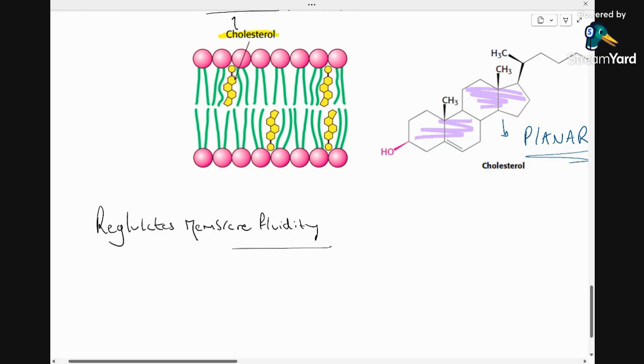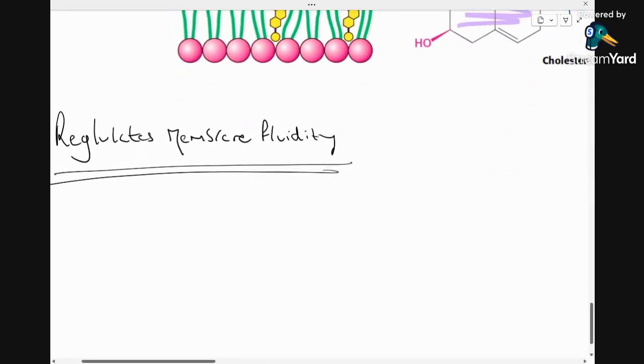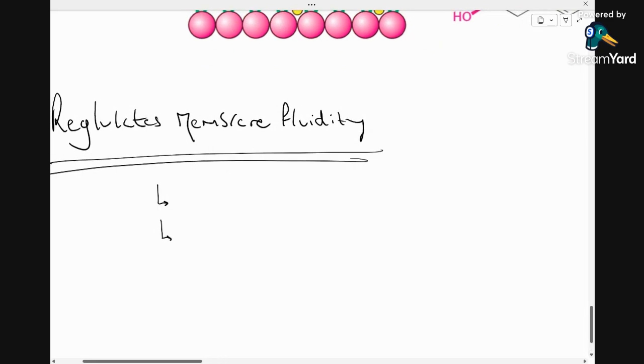Right? It regulates membrane fluidity. And of course, we've talked about the fluidity with regards to the fluid mosaic model. Now, why is the membrane fluid, first of all? There are two reasons why it's fluid. It's kept fluid by cholesterol. But the other reason is the saturation level.